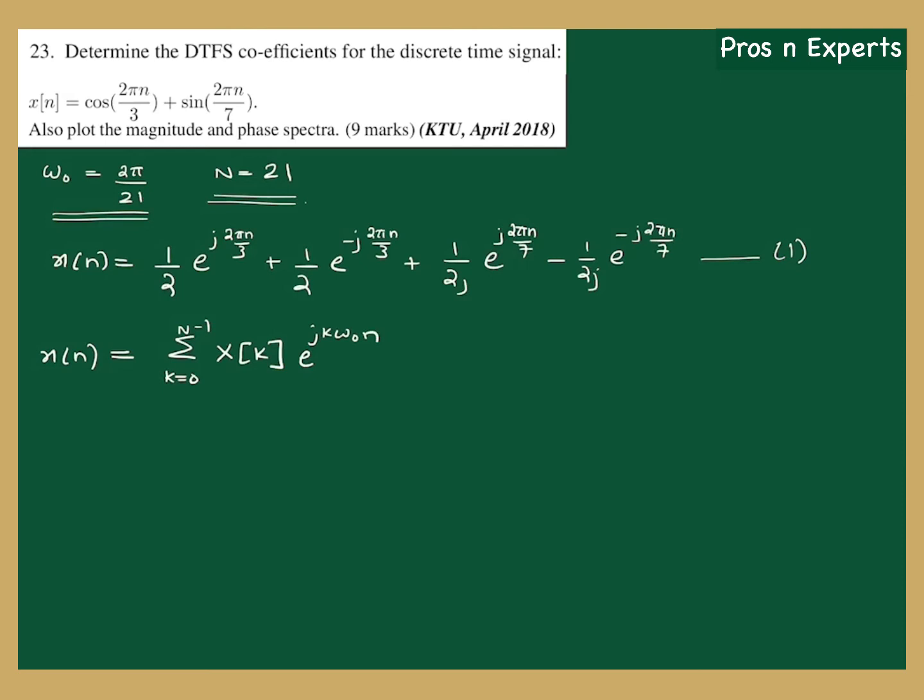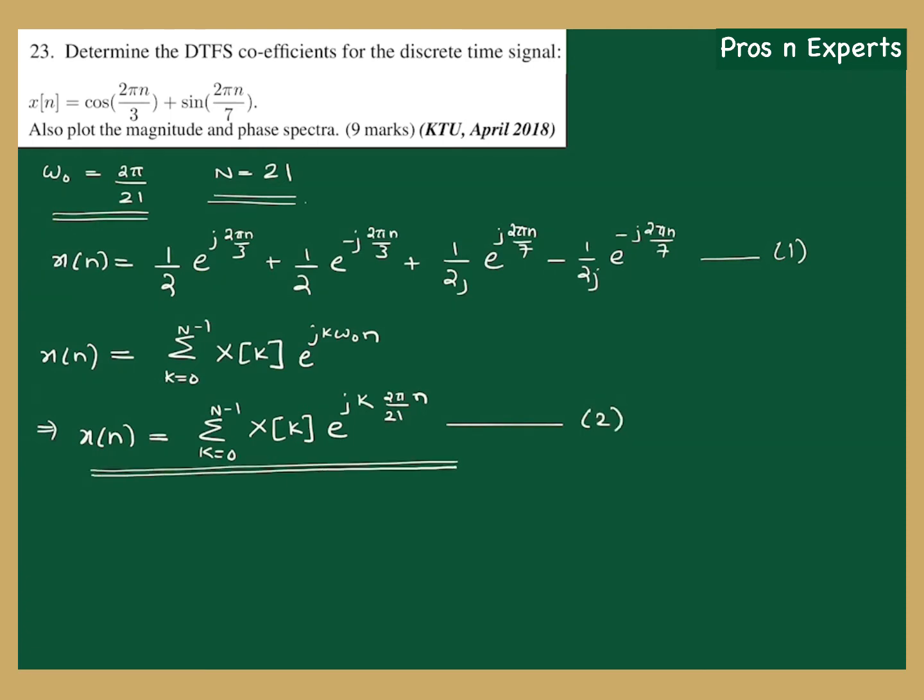Now coming to this particular signal, we have already found out what is omega 0, right? Omega 0 is 2 pi by 21. So I am rewriting this equation with respect to this signal whose angular frequency is 2 pi by 21. So this is sigma over x of k into e raised to j into k into 2 pi by 21, which we have already obtained, into n, right? All right, now this is equation number 2. This is a very important relation. We have to make use of it later.